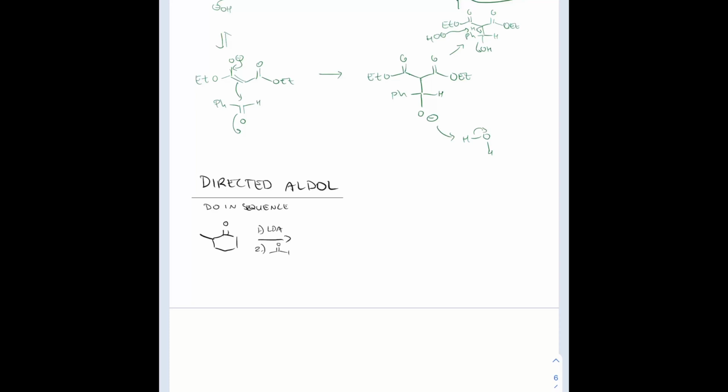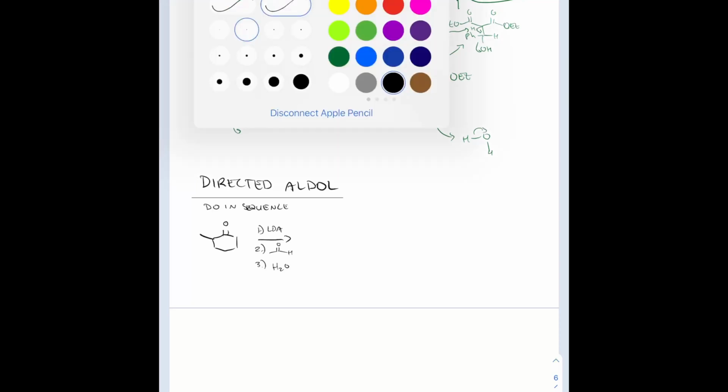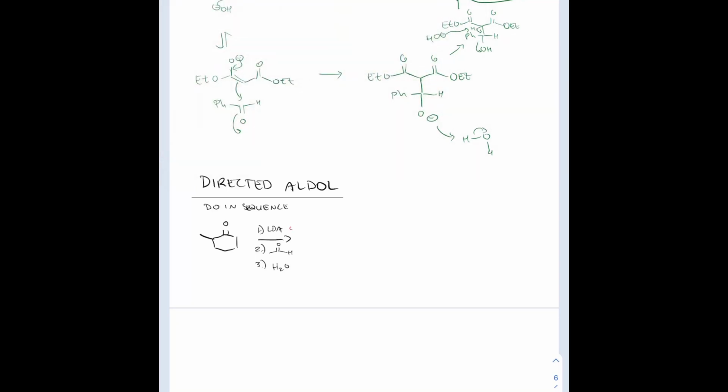LDA being the bulky base that it is, it's easier for it to access the alpha hydrogen that doesn't have the methyl group, and so that's why it's the kinetic product. And so we're going to form this enolate first, and that enolate can then attack the formaldehyde, or sorry, this would be acetaldehyde, and ultimately dehydration yields this alpha beta unsaturated ketone product on the right.